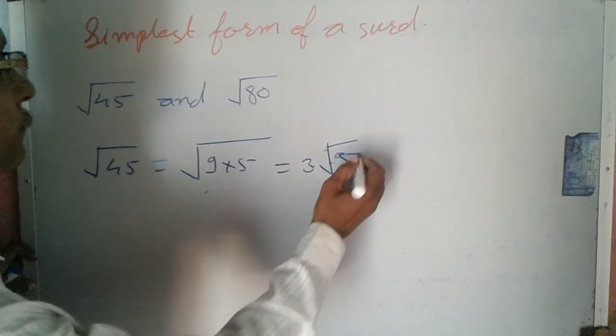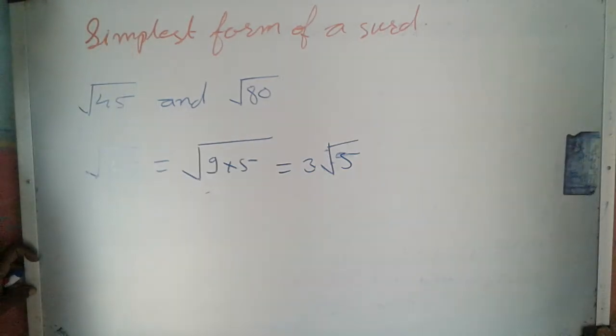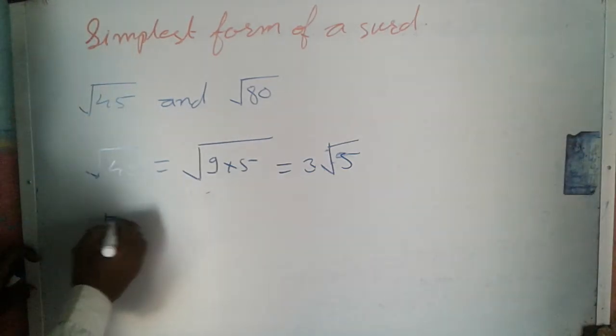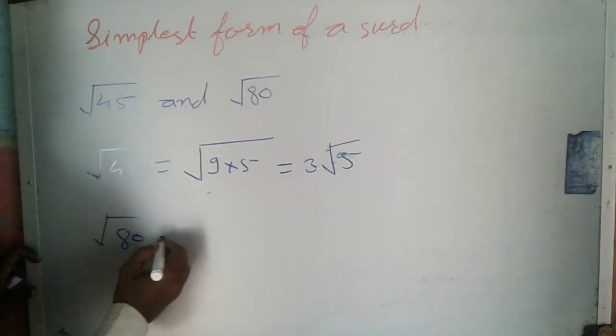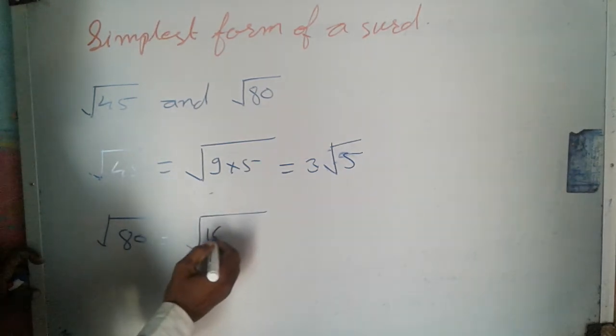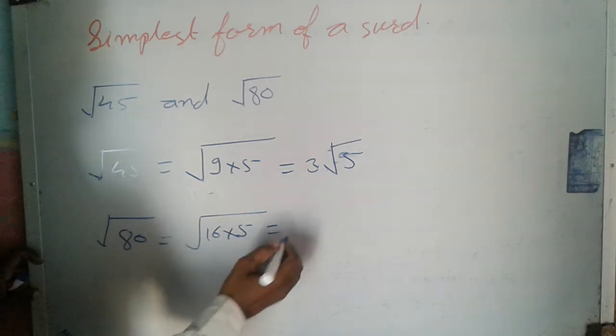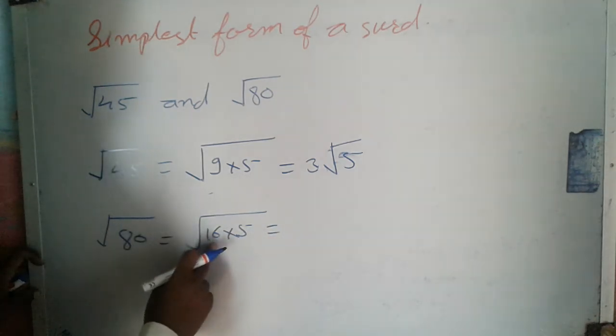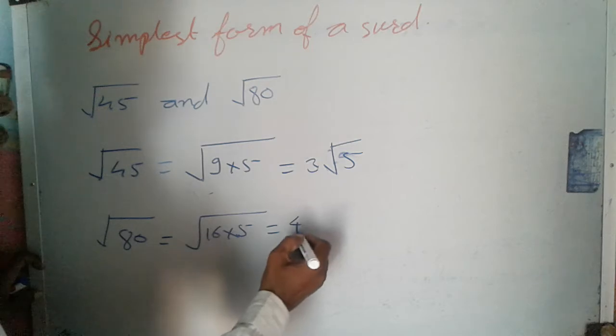Root 5. Factors of 80 are 16 into 5. 16 is a perfect square and square root of 16 is 4.